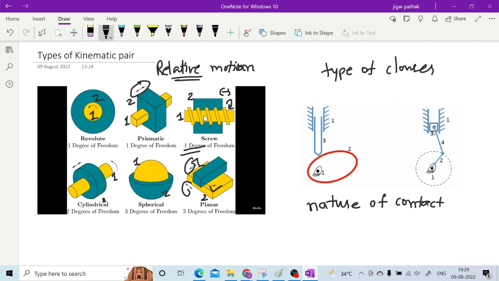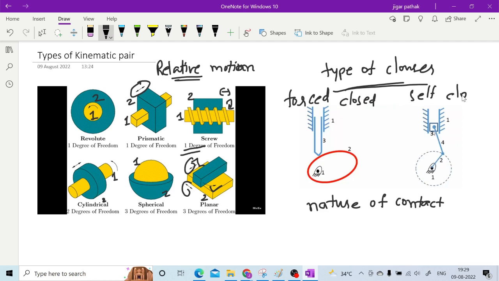Force closed pair and self closed pair, right? What do you mean by self closed pair? Here actually you are having cam and follower, right? This is your cam and this is your follower, right? So in this cam and follower, in order to maintain this mechanical contact between cam and follower, you are providing spring force, right? Otherwise this contact cannot last.